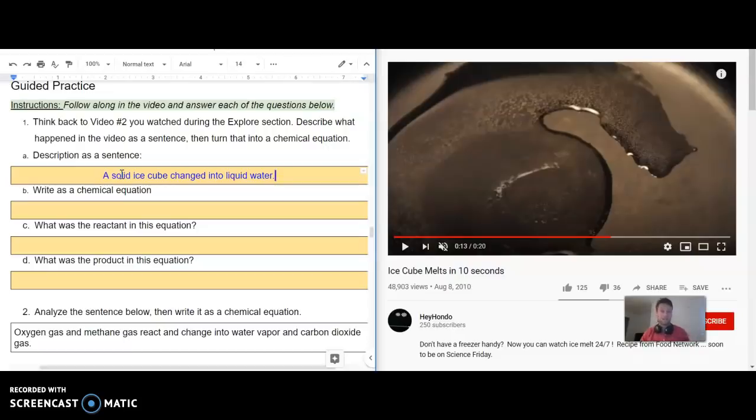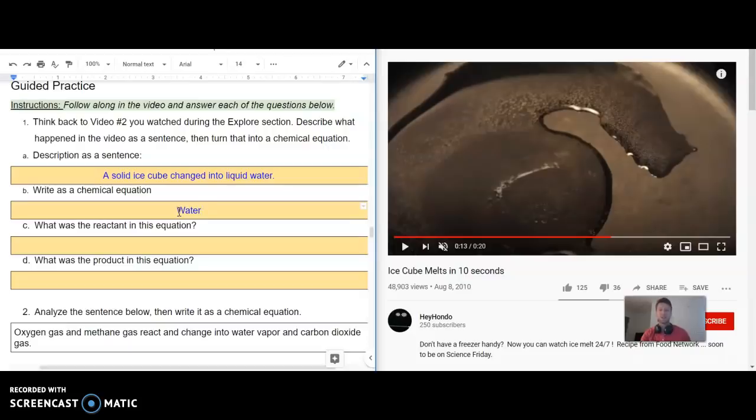Now we're going to take that sentence and write it as a chemical equation. We're going to use the same formula that scientists use to write out the chemical equation. So let's first think about our reactants. A reactant, remember, is what we started with. So we started with an ice cube. Now, ice is water, okay? So we're going to say it is water, but it's solid water.